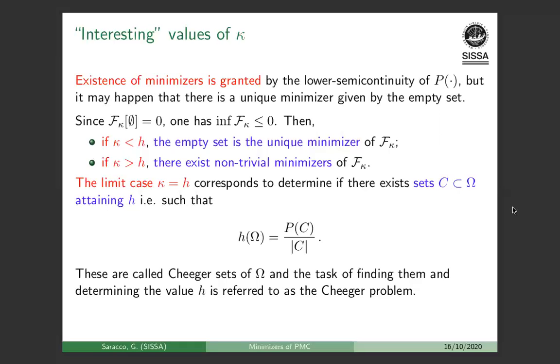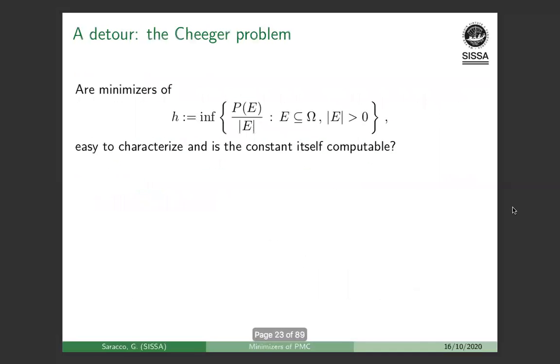So the first thing I want to do now is to switch to this Cheeger problem and try to figure out if there is some way to compute the constant, because the constant is the threshold value we're interested in, and give you a characterization of the shape of minimizers for a class of sets. So are Cheeger sets easy to characterize, and is there some smart way to compute the constant? Let me give you a few examples.